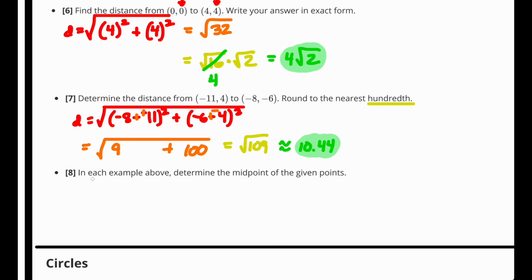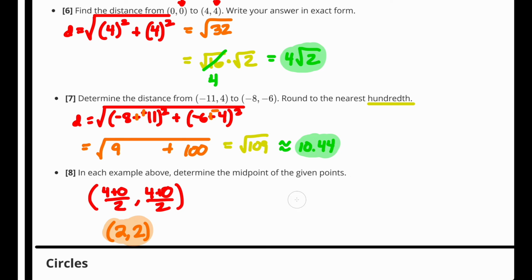So we're going to find the midpoint for both of those examples. That first set of coordinates is 0, 0, and 4, 4. So what we're going to do is add the x's and divide by 2, and then add the y's and divide by 2. And it kind of makes sense. In the middle of 0, 0, and 4, 4 is 2, 2.